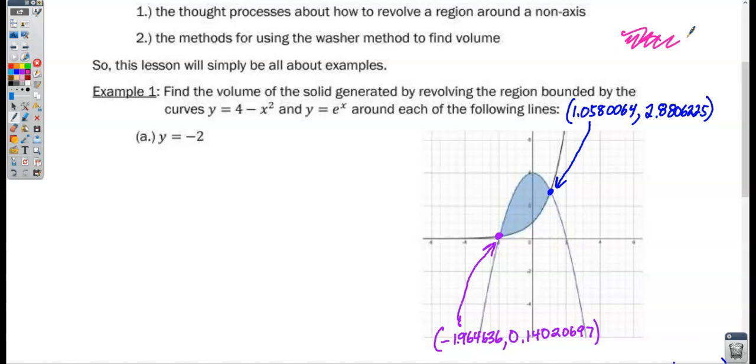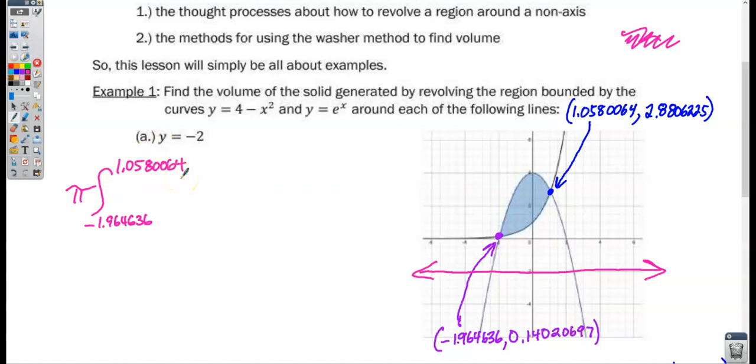All right, so we're revolving this around the line y equals -2, which is this line right here. This line is parallel to the x-axis, therefore my integral is all going to be in terms of x. So as far as setup goes, this is going to be pi times the integral of, and my lower limit of integration is going to be the x-coordinate of the left endpoint of the region, and my upper limit of integration is going to be the x-coordinate of the right endpoint of the region.